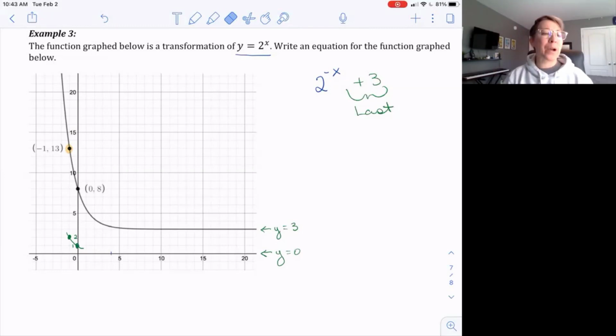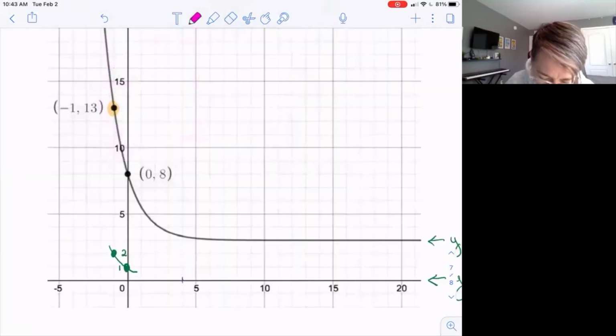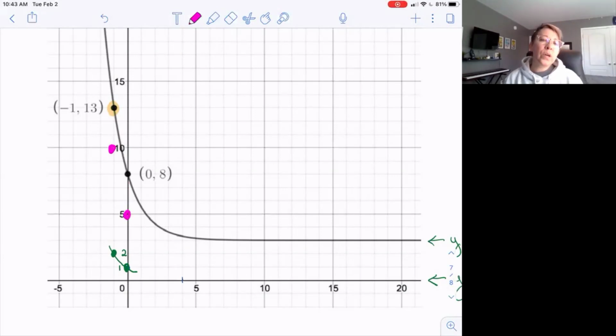Let's kind of work backwards then. If we know that graph has been shifted up 3, let's shift it down 3 to see what our stretch would look like. If we moved this top left orange point from -1, 13 down 3, we would be here at 10, and our 0, 8 would be down here at 5. Okay, so that's what it would look like before that shift of 3.